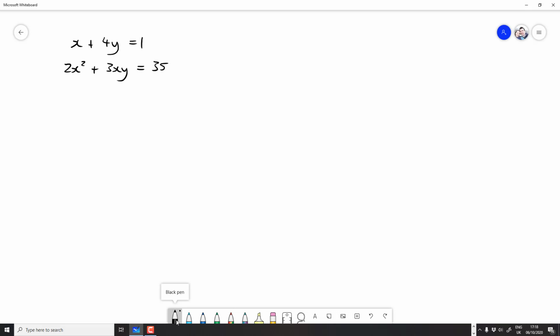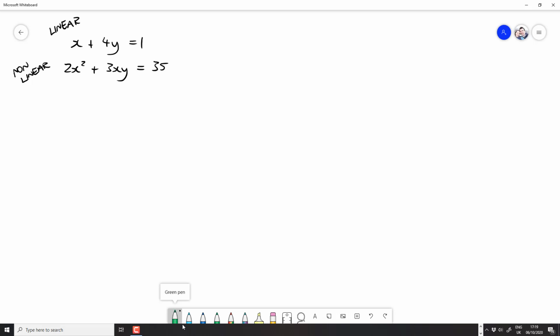So we're going to have a look at this simultaneous equation where we have a linear equation. This top equation, x plus 4y equals 1, is a linear equation. The highest power in the equation is 1. And then we have a non-linear equation underneath it because we have powers bigger than 1. So we have an x squared in this equation.